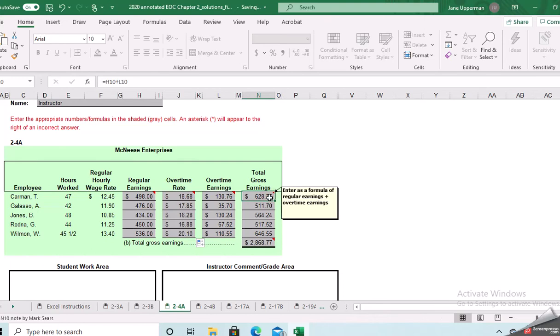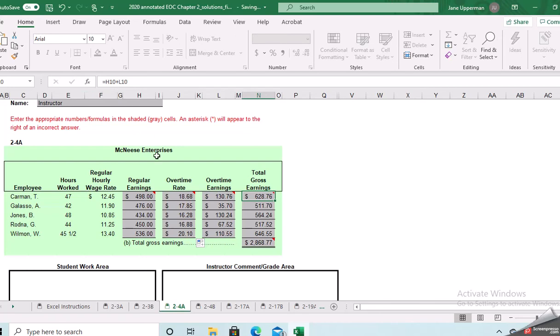So then the total gross earnings are going to be the regular earnings, which is H10, plus the overtime earnings, which is L10, and that's going to give us our total gross pay. So again, you can see that formula up there. Honestly, Excel is going to make it super easy once you play around with it.